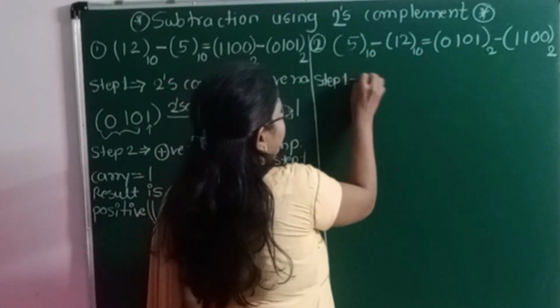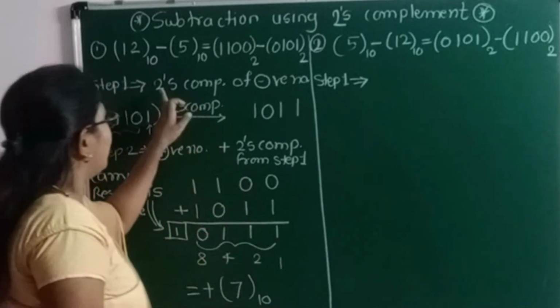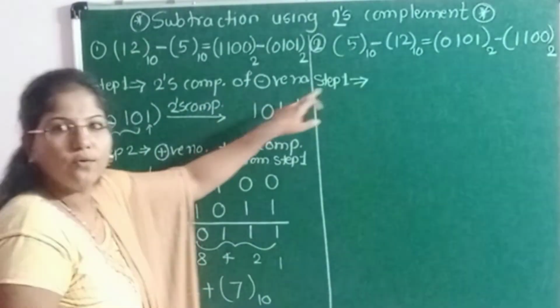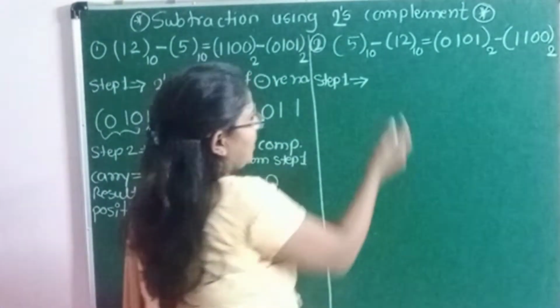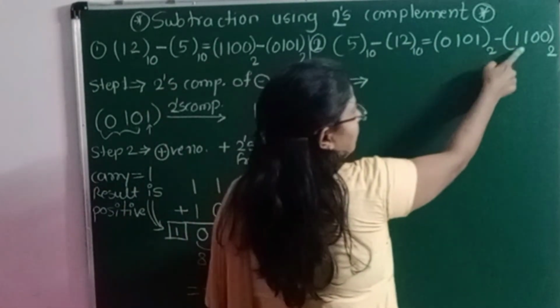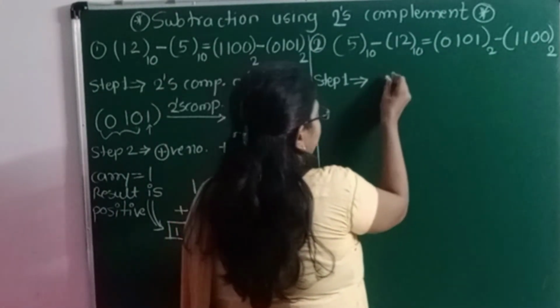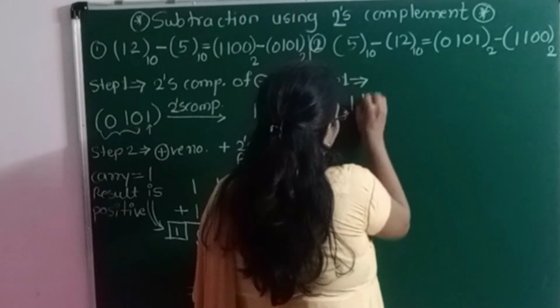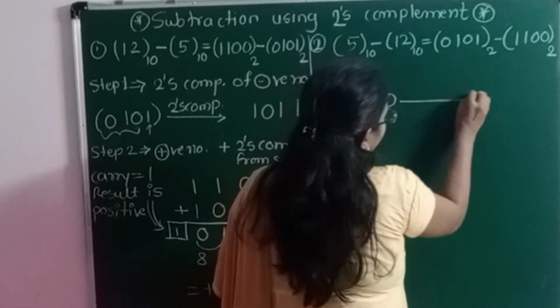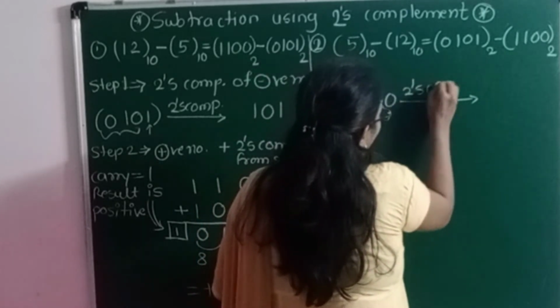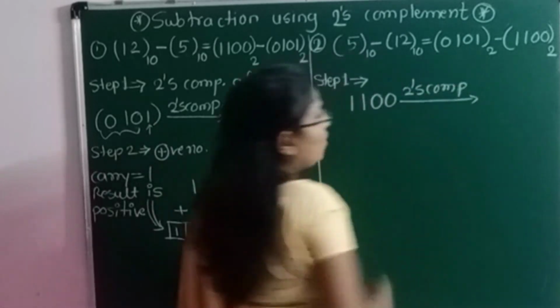Step 1. What is step 1? Take the 2's complement of the negative number. What is the negative number here? 12. Its equivalent binary is 1, 1, 0, 0. So 1, 1, 0, 0. Its 2's complement, how to find out?